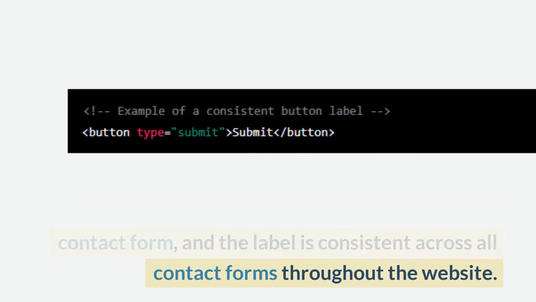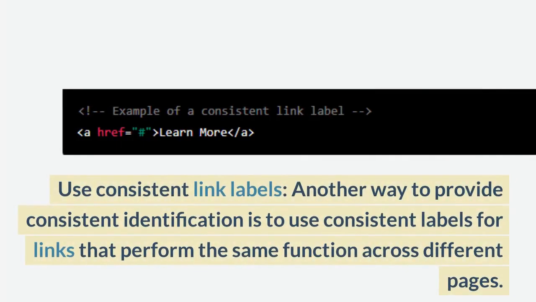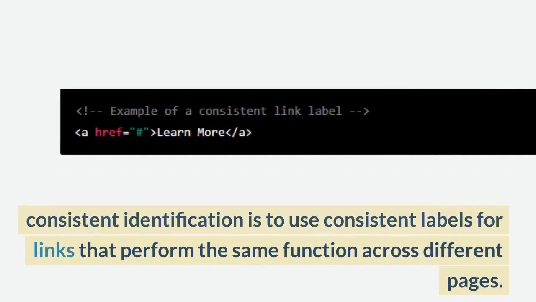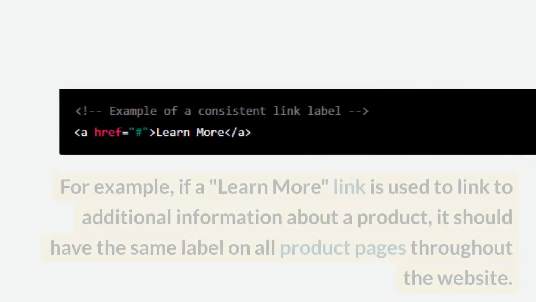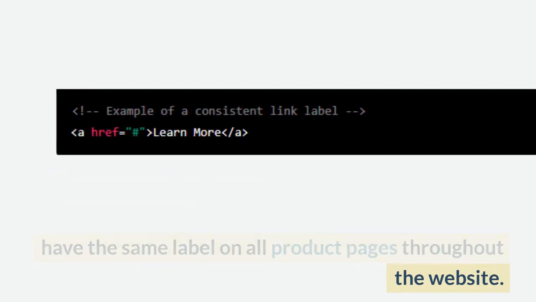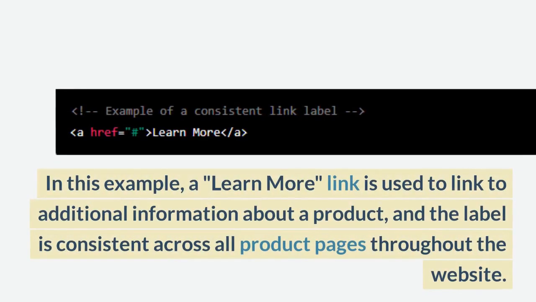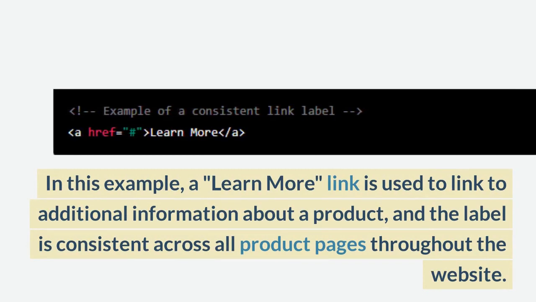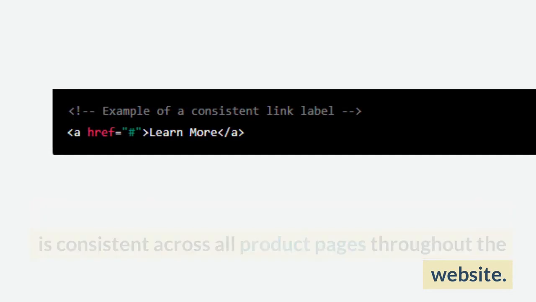In this example, a submit button is used on a contact form, and the label is consistent across all contact forms throughout the website. Use consistent link labels. Another way to provide consistent identification is to use consistent labels for links that perform the same function across different pages. For example, if a Learn More link is used to link to additional information about a product, it should have the same label on all product pages throughout the website. In this example, a Learn More link is used to link to additional information about a product, and the label is consistent across all product pages throughout the website.